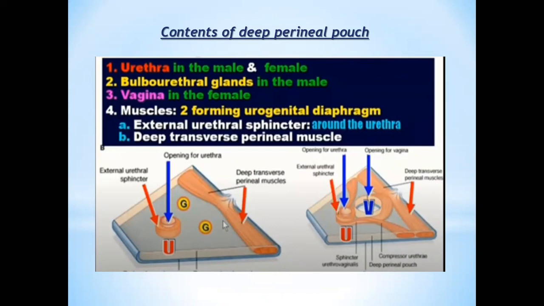The muscle which is present here is the deep transverse perineal muscle. From this much I can remember. And okay, the external sphincter muscle is also present. Yeah, external sphincter.